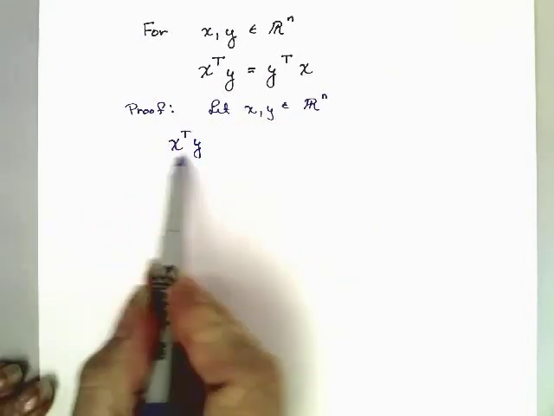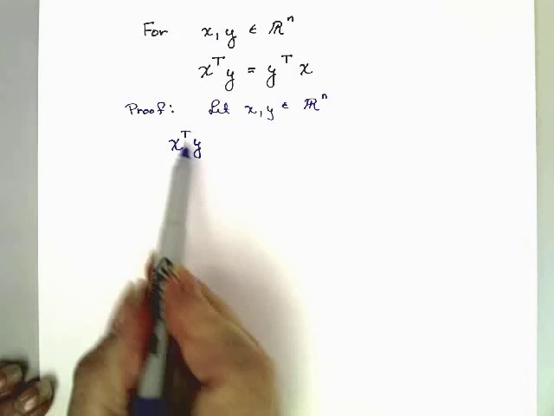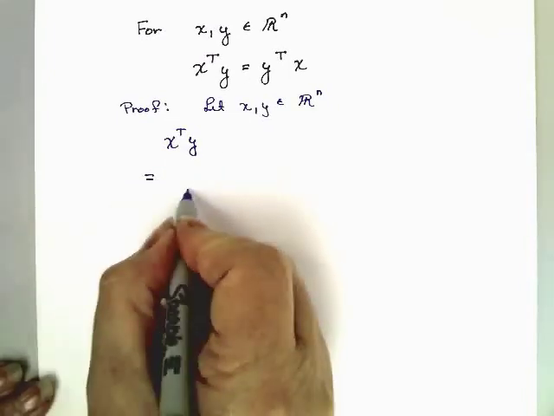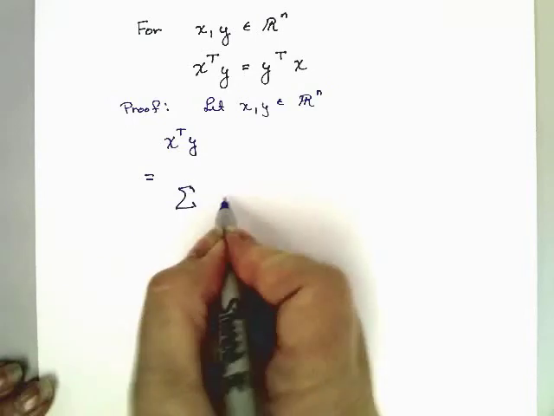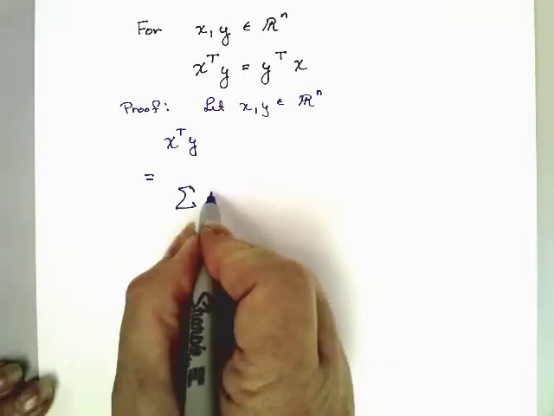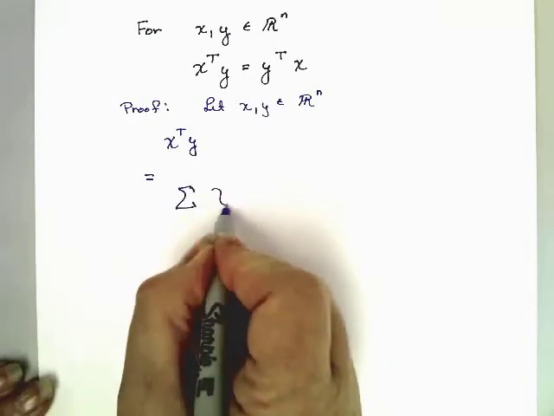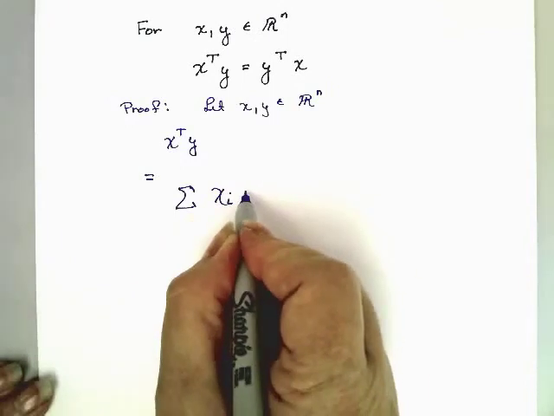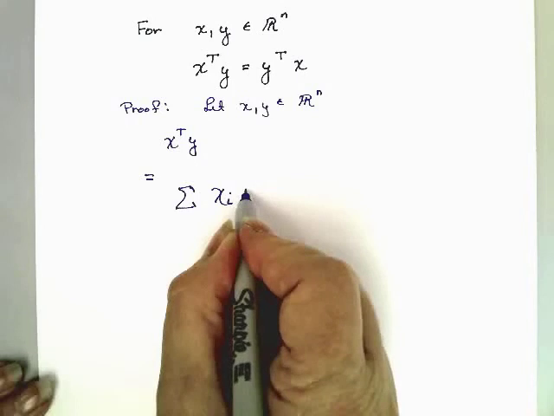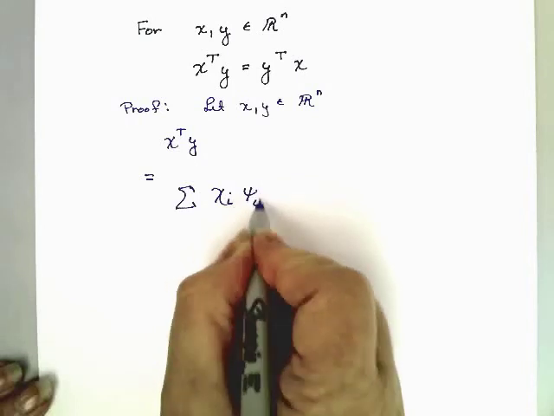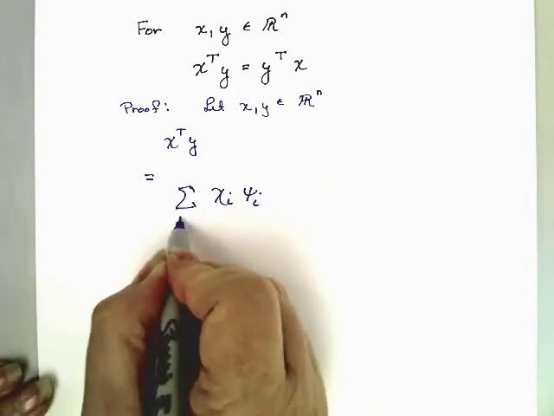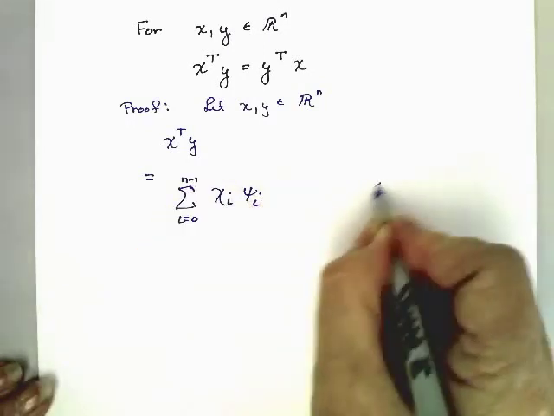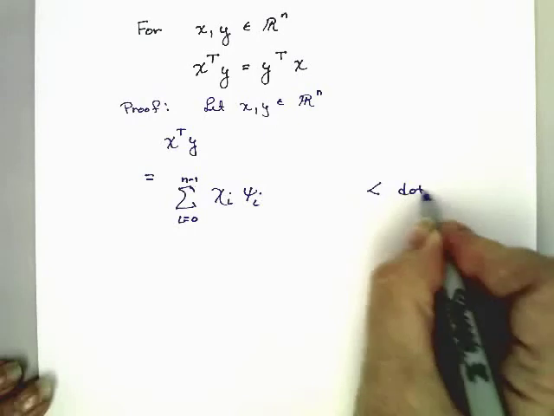Well, we know the dot product, that is x transpose y, is a scalar that we could find by multiplying the entries in x, the chi i's, by the corresponding components in y, the psi i's, and adding them, i from 0 to n minus 1, because that's the definition of the dot product.